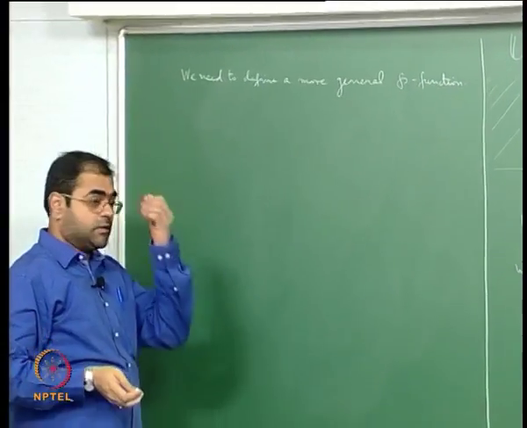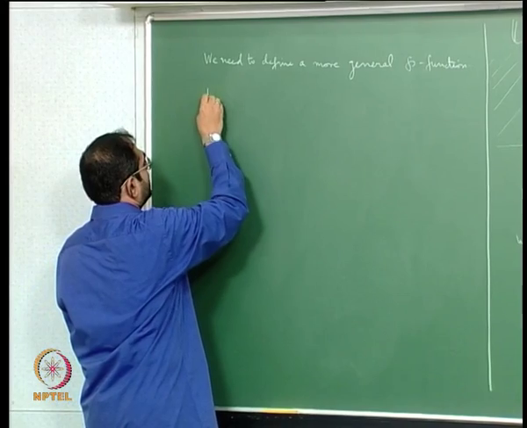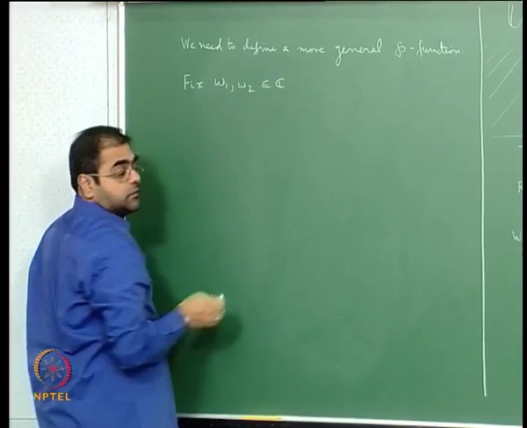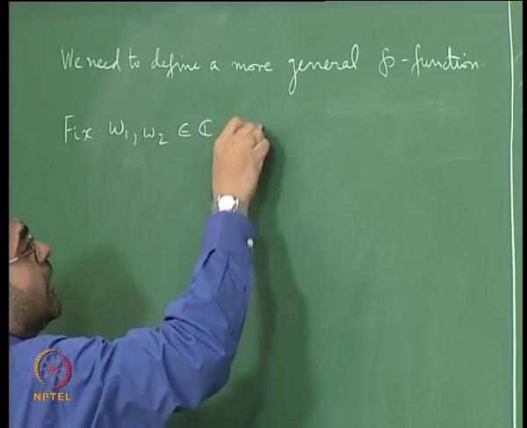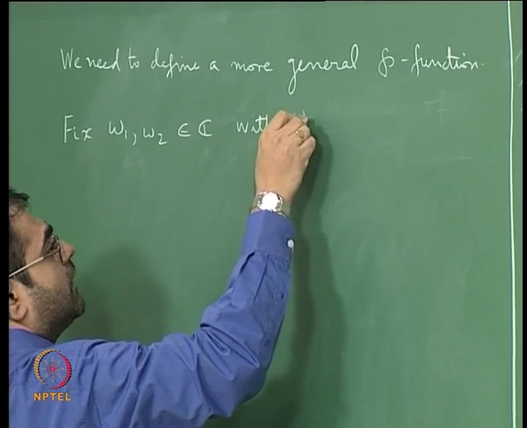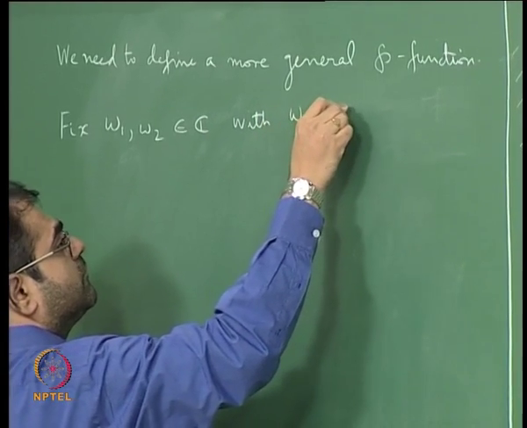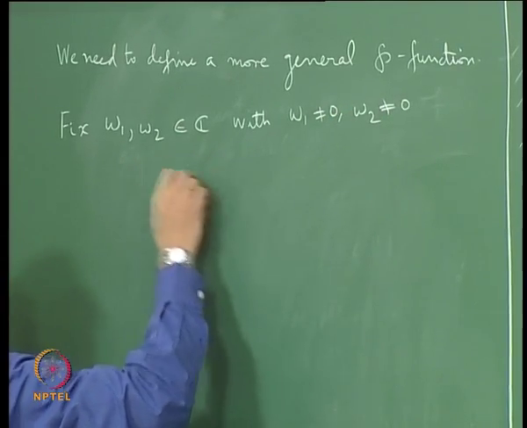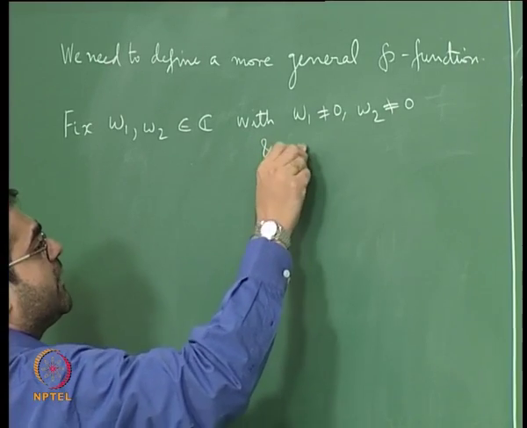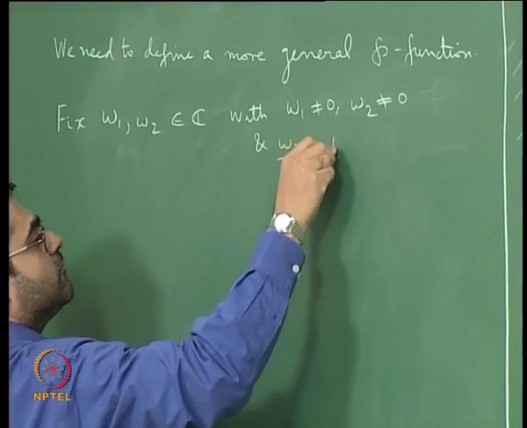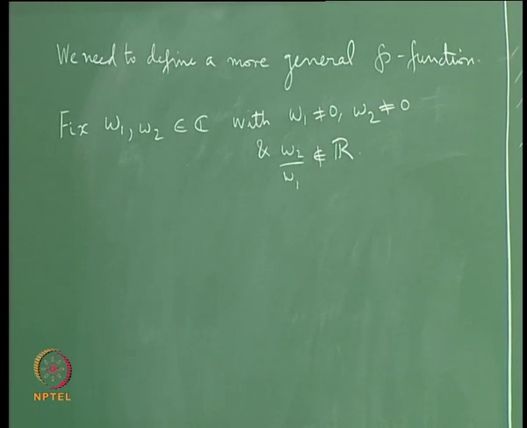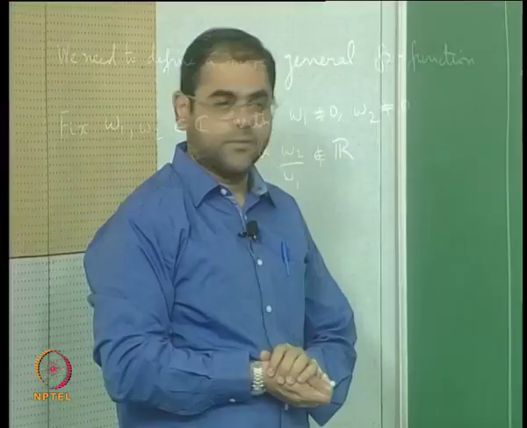We need to do this. So what do I mean by that? What you do is, you fix 2 complex numbers omega 1, omega 2, both not 0, and let us say the ratio omega 2 by omega 1 is non-real, okay. That is, omega 1 and omega 2 are linearly independent as elements over R, the real numbers, okay.